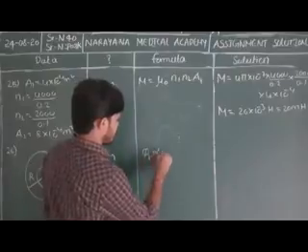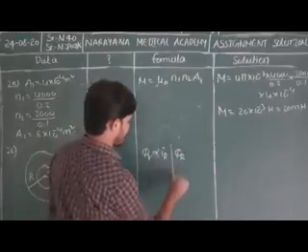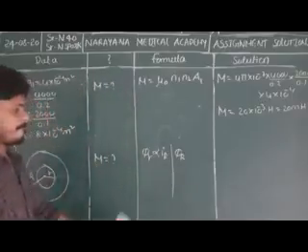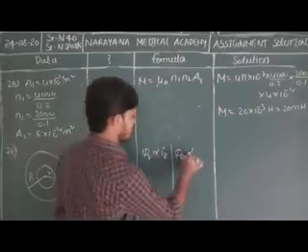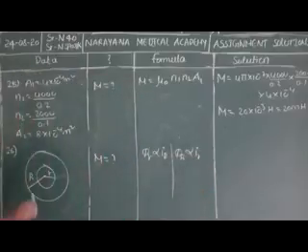20 into 10 to the power of, so please calculate this, 20 into 10 to the power of minus 3 Henry is nothing but 20 millihenry. Option number 2 is the correct answer for 25th bit. 26.